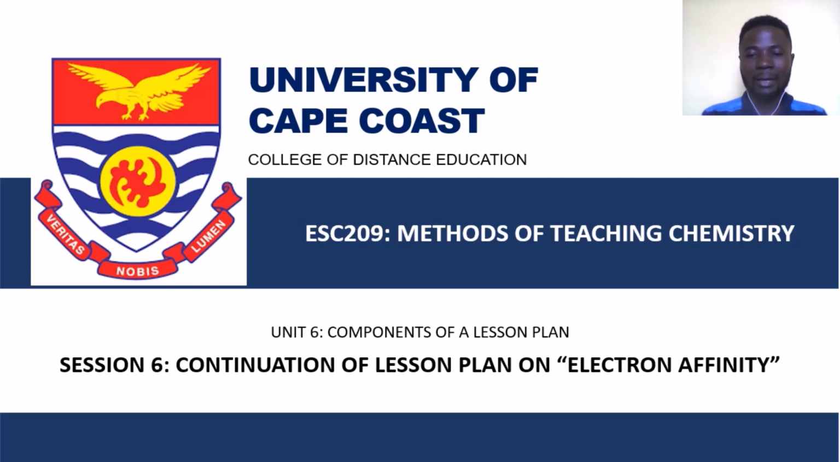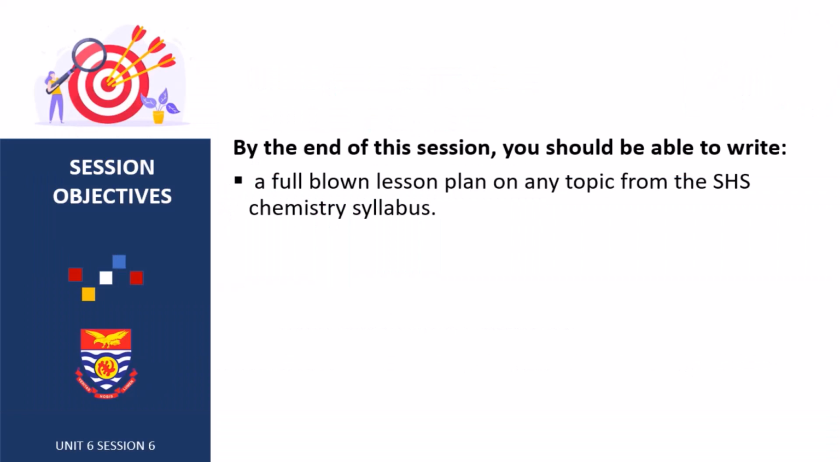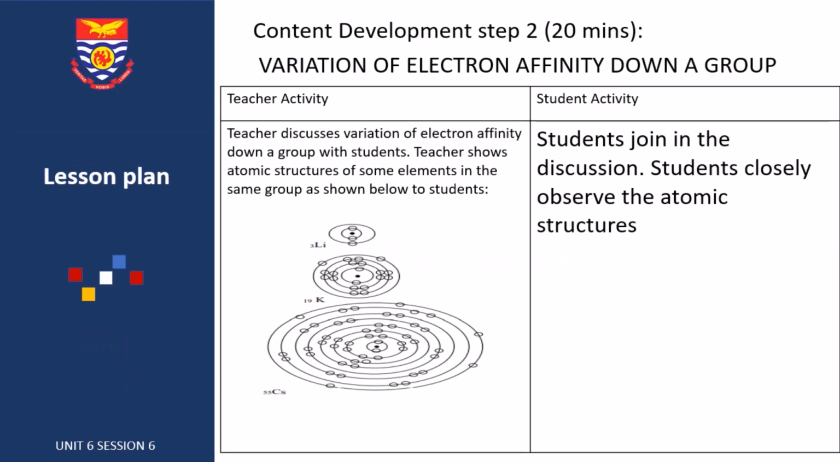Let's look at our objective. By the end of this session, you should be able to write a full-blown lesson plan on any topic from the SHS chemistry syllabus. Remember, in session 5, we started a lesson plan with 2 objectives. We didn't finish, but we covered the first objective as our content development step 1, and we said we would continue with step 2, that is the second objective, in the next session. So we are starting session 6 here with the second objective of the lesson plan.